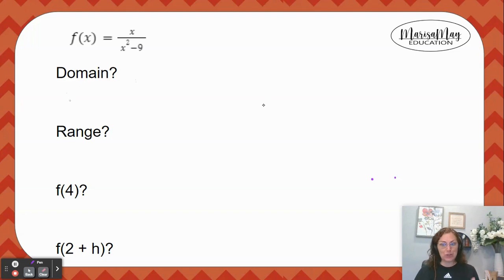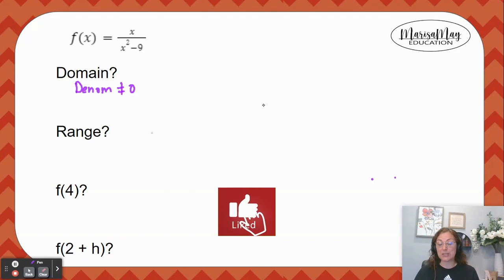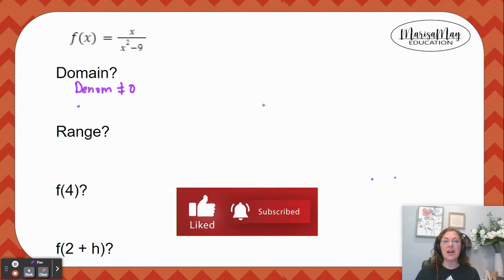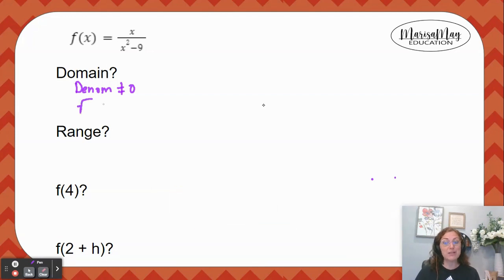So there are two rules for domain. One of them is that the denominator cannot equal 0. And that is where we're finding ourselves. And just a little side note, the other rule is that square roots must be greater than or equal to 0. So keep that one in your back pocket for another problem. But for this one, we're looking at the denominator and just saying it can't be 0.